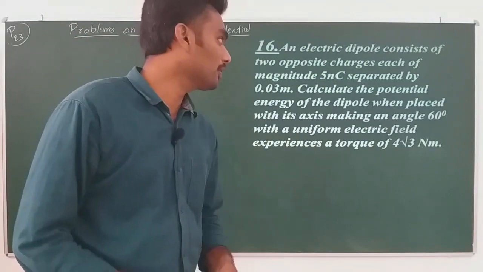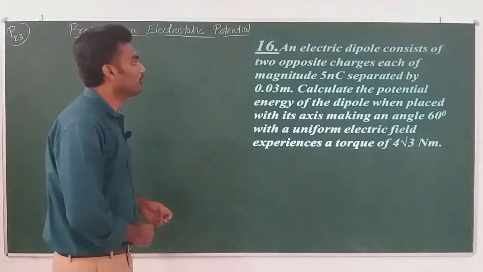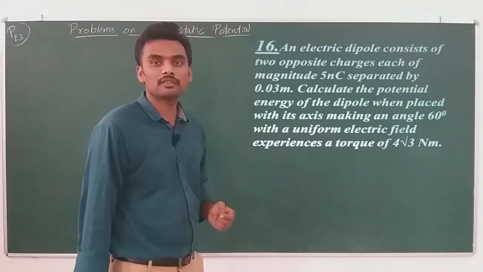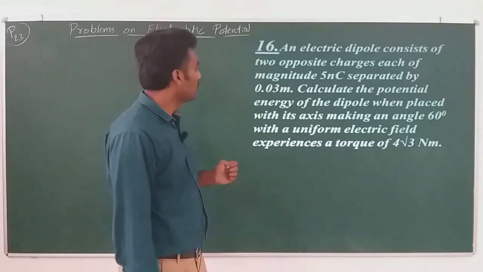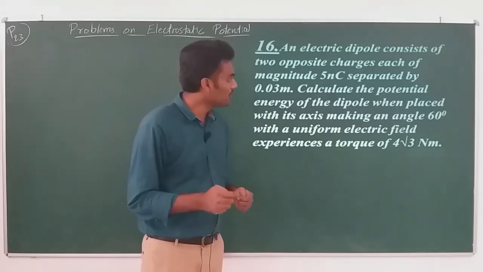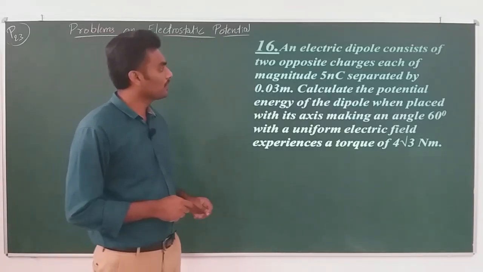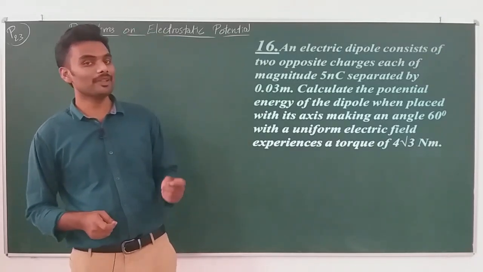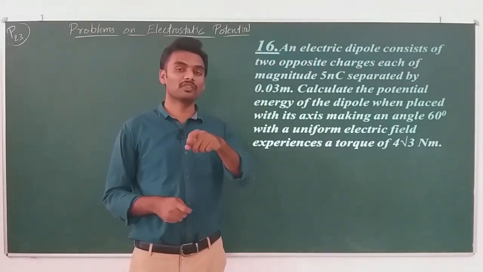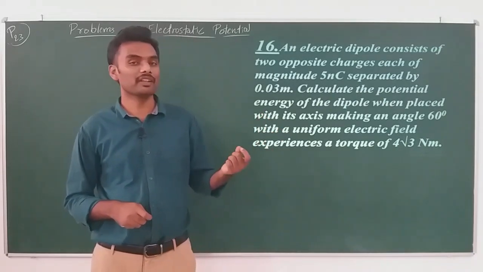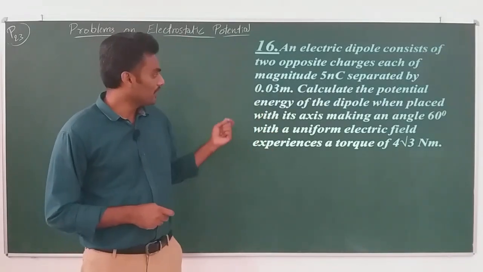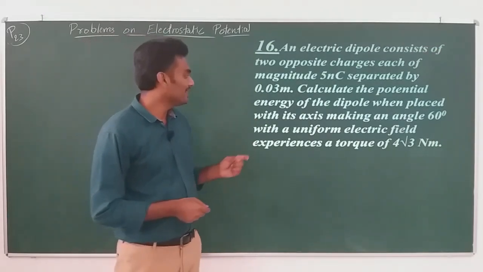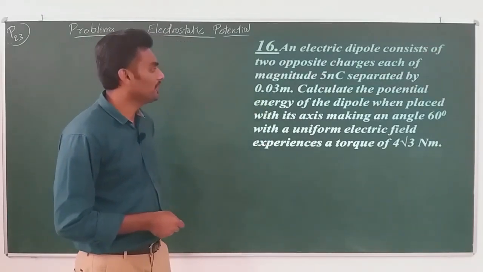Okay, next question is on electric dipole. Let us go and see the problem. Question number 16. An electric dipole consists of two opposite charges, each of magnitude 5 nanocoulomb. So magnitude is 5 nanocoulomb, which means one charge is plus 5 nanocoulomb and the other charge is minus 5 nanocoulomb, right? Separated by 0.03 meter. The distance of separation is 3 centimeter, 0.03 meter.